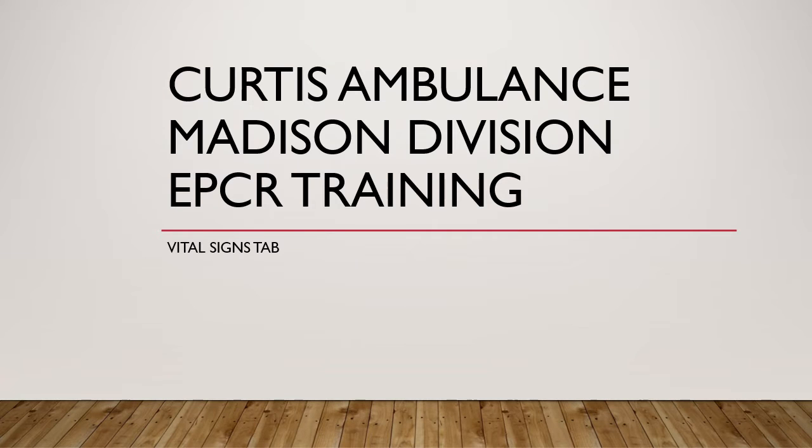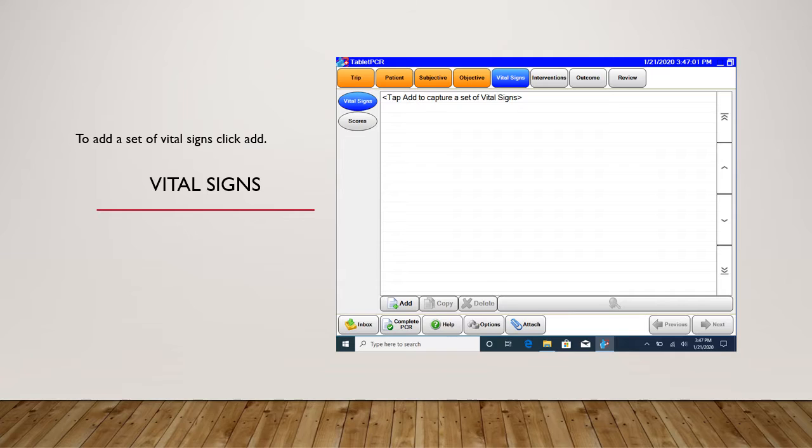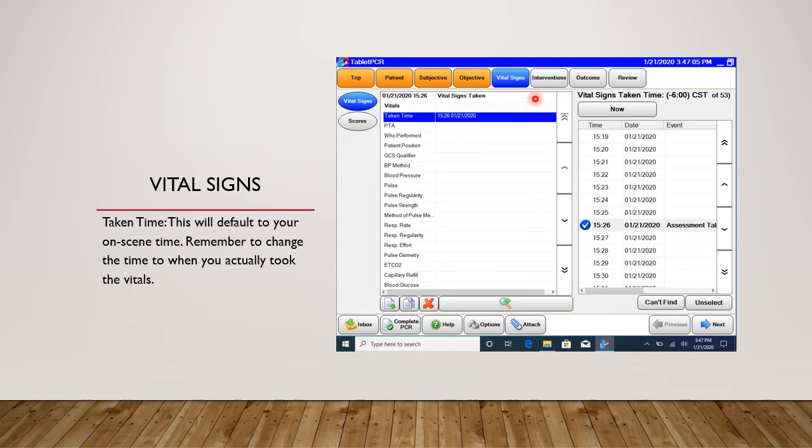We are now going to look at tab 7, the vital signs tab. To add a set of vital signs, click the vital signs tab, vital signs, and click add. The time again will automatically default to your on-scene time. So usually when I'm doing vitals, I click now, so it populates that up.